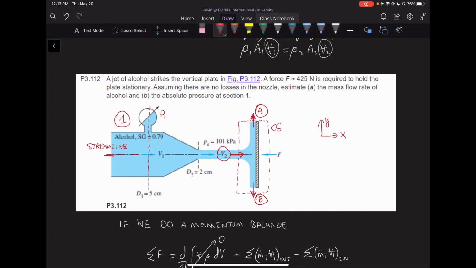Okay, we can think of this as a streamline. We also know that the pressure at point 2, so this is 1 and this is 2, when it goes out of the nozzle, so out of the system, we can say that P2 is equal to PA. We see it right here. We're given a pressure atmospheric, essentially.